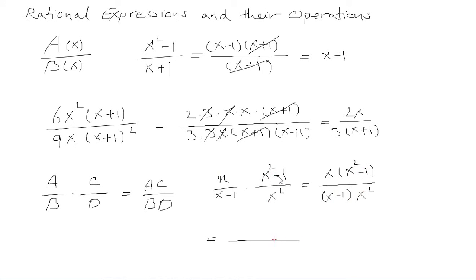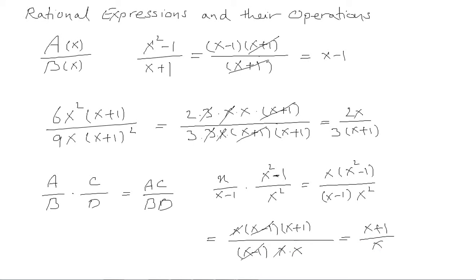If I factor the numerator, x times (x squared minus 1) is x times (x minus 1) times (x plus 1), over (x minus 1) times x times x. So x minus 1 cancels x minus 1, x cancels one x in the denominator, and I'm left with x plus 1 in the numerator and x in the denominator. So that is how you multiply rational expressions.